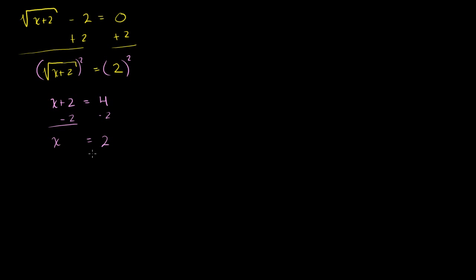Now let's validate that this is truly the case, that it works when we're taking the principal root, not both square roots or the negative square root. So when we take the principal root, we get the square root of 2, that's our answer, plus 2 minus 2 should be equal to 0. This is 4. The principal root of 4 is 2. 2 minus 2 does indeed equal 0. So this is a valid solution. It's not an extraneous solution. It works with the principal root.